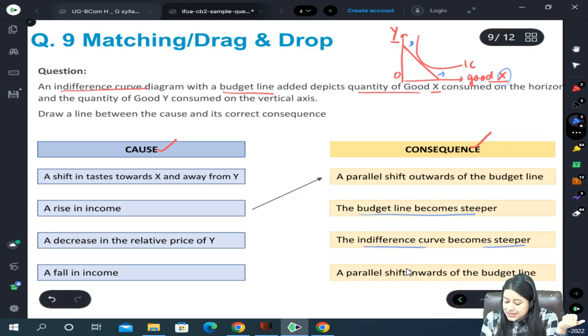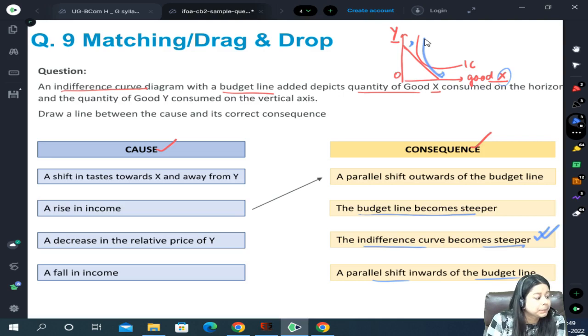Indifference curve becomes steeper. Steeper matlab slope aisa ho jayega maybe. Slope zyada ho jayega. Correct. Slope will increase. So it might be like this. Hai na? Or a parallel shift inwards of the budget line. Parallel shift. So obviously we are left with indifference curve. And why it will become steeper? What is the slope of the budget line? What is the slope of the indifference curve? Additional unit, what is indifference curve?